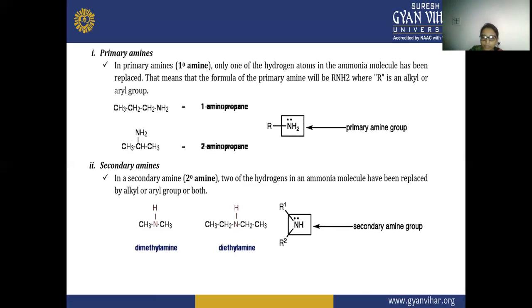So first is your primary amine, second is your secondary amine. In the secondary amine, you can see that two hydrogens have been replaced by two alkyl groups, or two aryl groups, or both. That means on one side you can attach the alkyl group, and on the other side you can attach the aryl group. This is the second type of aliphatic amine, in which two of the hydrogens in an ammonia molecule have been replaced by alkyl or aryl groups, or both of them.